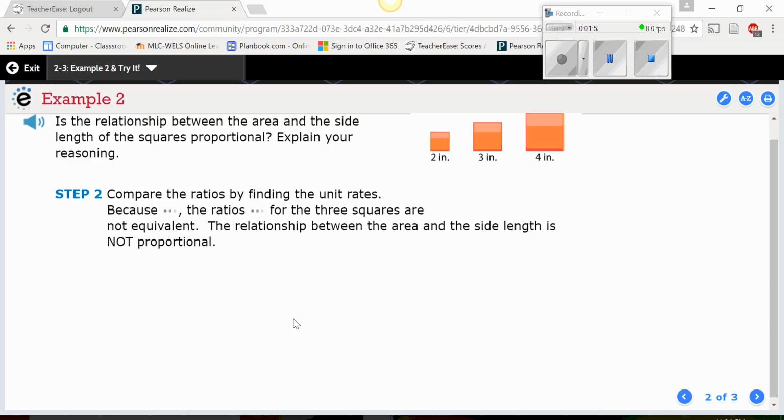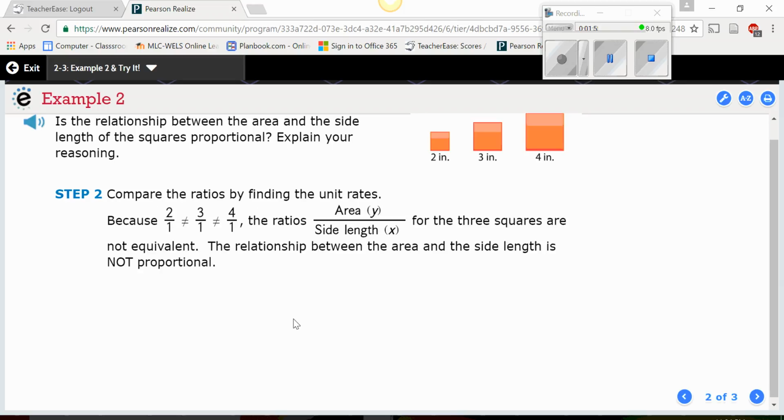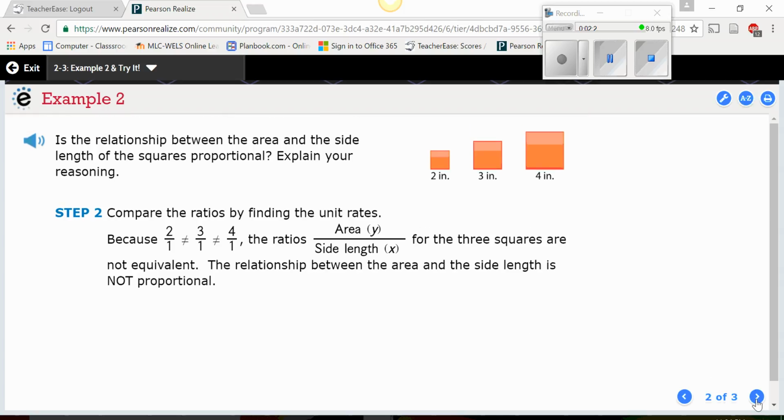Now, the question asked is, are they proportional? Proportional would mean that they would have to be equal. And very quickly you're going to notice that 2 over 1 is not equal to 3 over 1, which is also not equal to 4 over 1. And so we would say in the end that the ratio of area divided by side length is not equivalent, and so in that case it's not proportional. So that information is given to us.